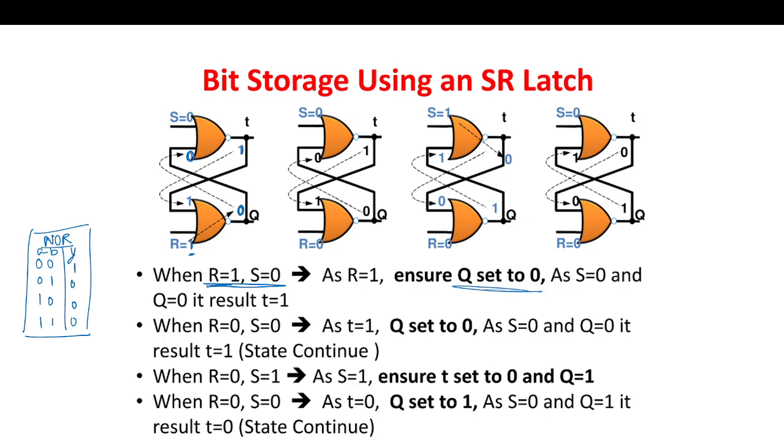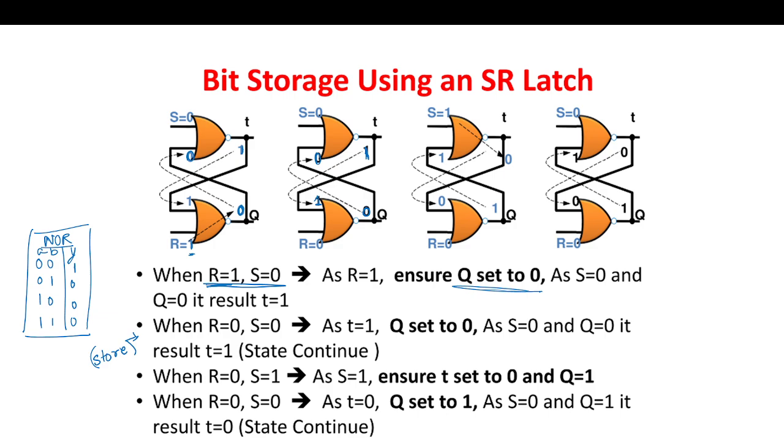Now when we apply 0, 0, it's a store state. It will be the same as the previous state. For example, if it is 0, 0 and the previous state here is 0, this 0 will come here. Previous state is 1 here, so 1 will come here. So 0, 0 means the NOR gate output should be 1. 1, 0 NOR gate output should be 0. So it will be maintained in this state, storing this state value.